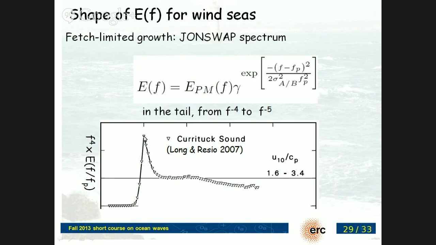So you have the peak of the spectrum here, and because you multiply by f to the power 4, you're just bringing up the tail of the spectrum. There's a region above the peak, maybe up to 2 times the peak frequency, in which the spectrum times f to the power 4 is flat, which means that the spectrum decreases like f to the power -4. And then at some point it goes to a steeper decrease, which is f to the power -5. And if you go to even higher frequencies, it will go even faster than that, maybe f to the power -6 or more. This is what we typically find.